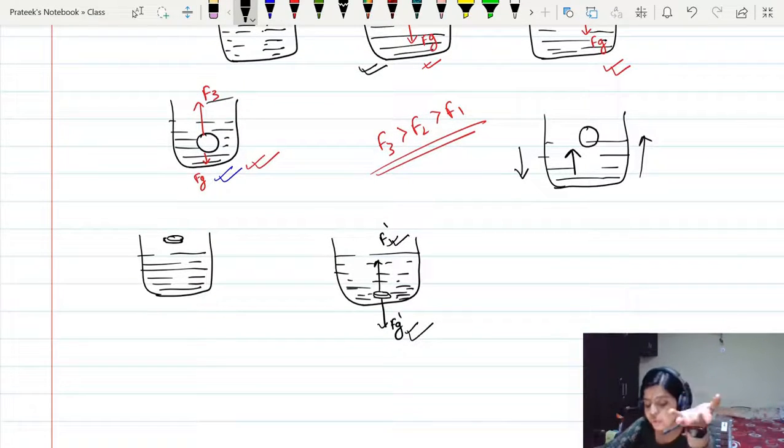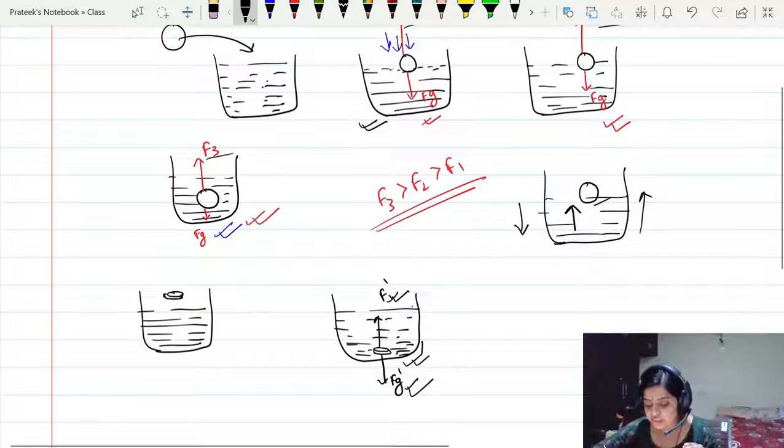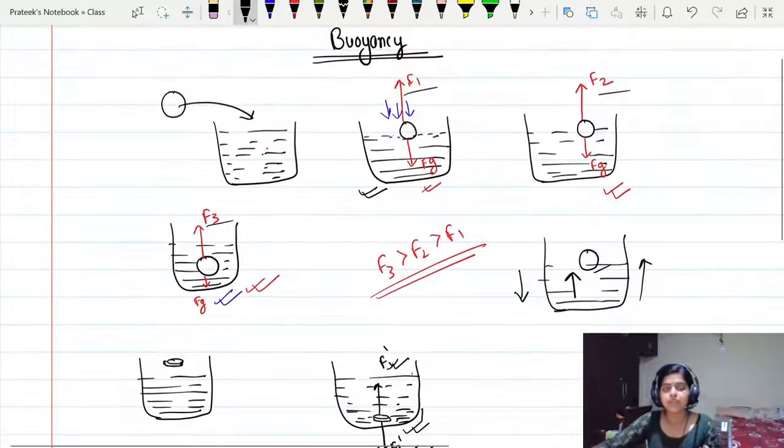The ball floats while the coin sinks. This happens because of the difference in their densities. What is density? The density of a substance is defined as the mass per unit volume. The density of the ball is less than the density of water, so it floats. And the density of the coin is more than the density of water, that's why it sinks.